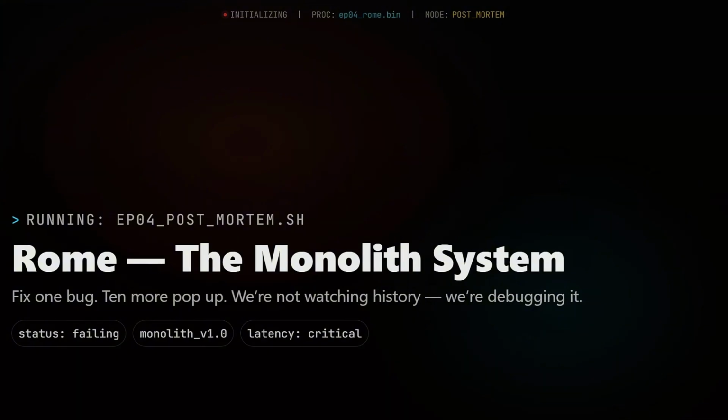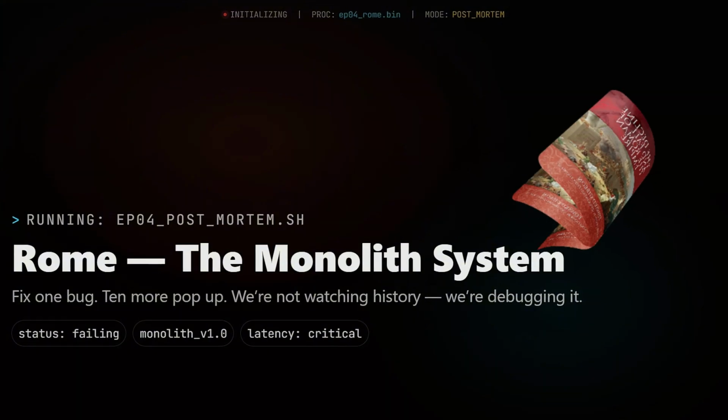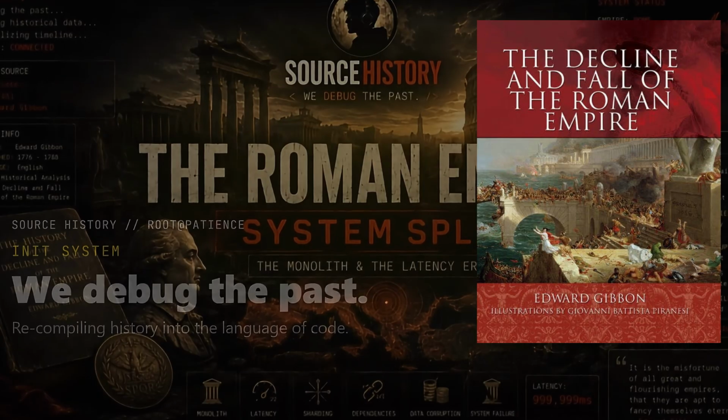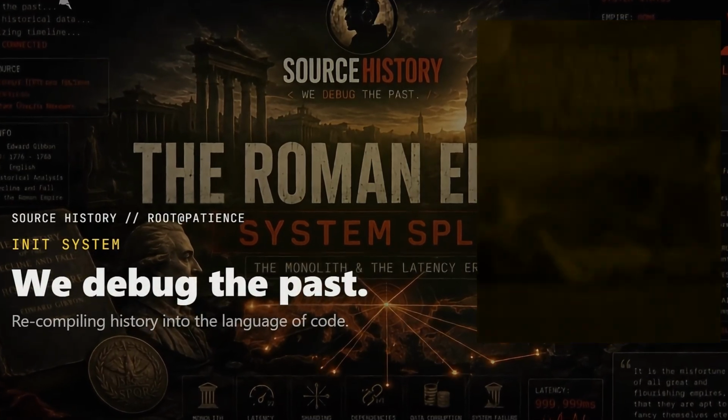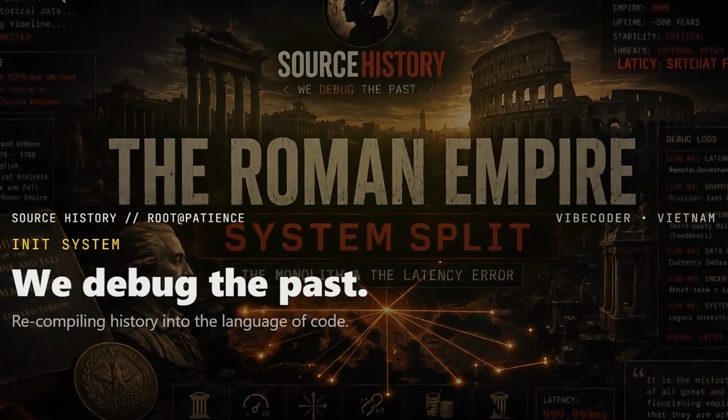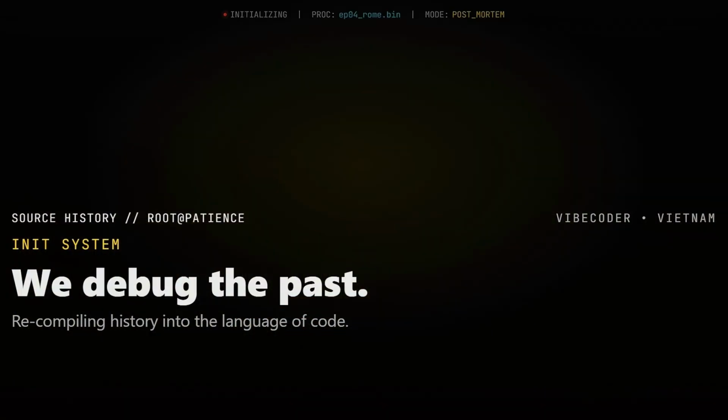Today, we open the post-mortem report of one of history's biggest code bases. Based on the classic analysis of Edward Gibbon, I'll recompile this story into the language of a vibe coder. Let's start with the most basic problem of any distributed system, latency.